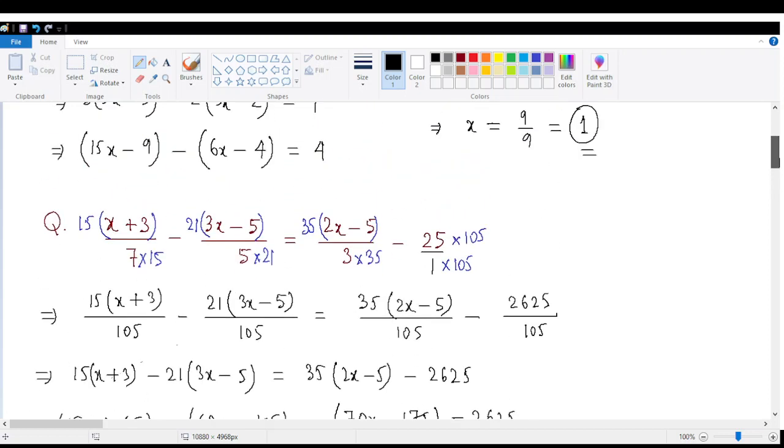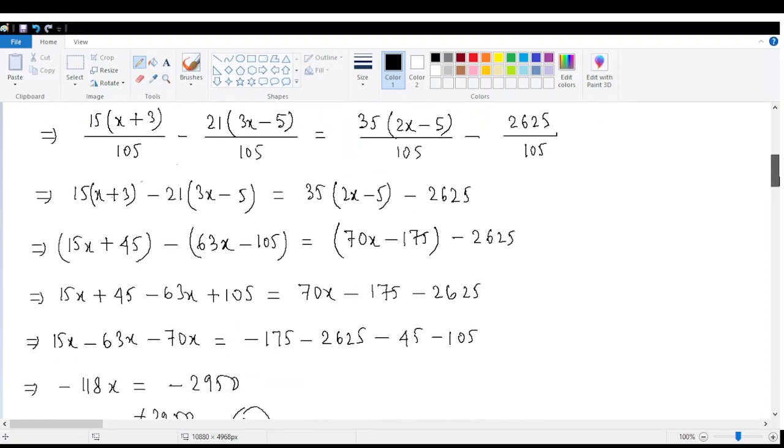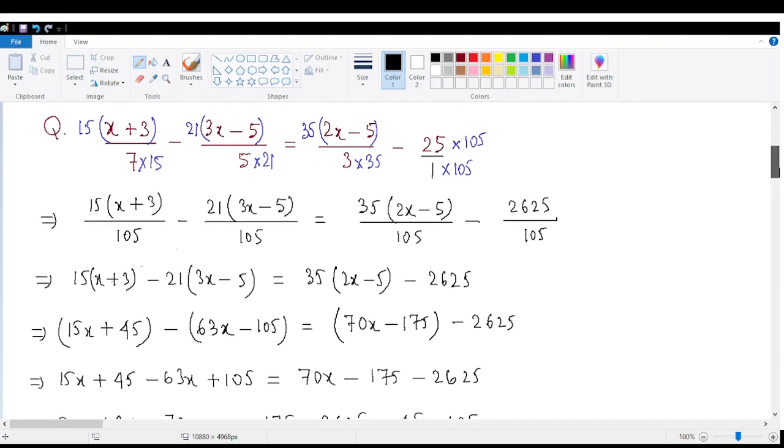So this is the answer of the particular problem, and one of the other examples where we have a complex linear equation. With this we will finish this particular video. In this video we have discussed complex linear equations.